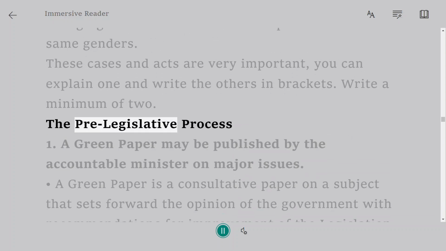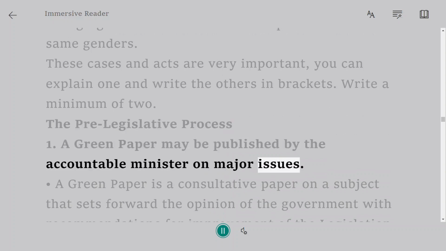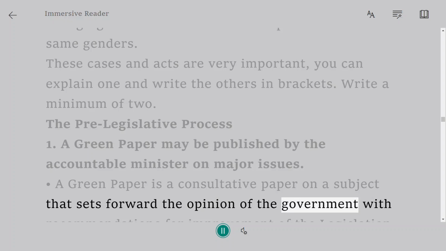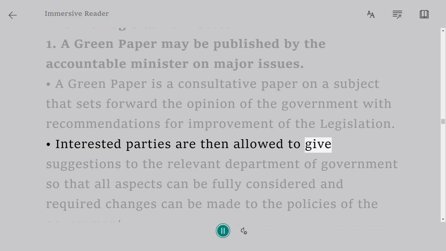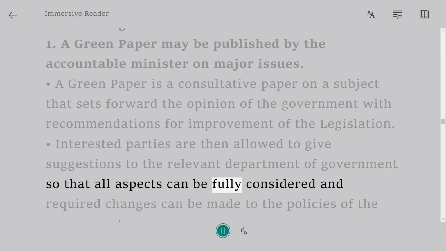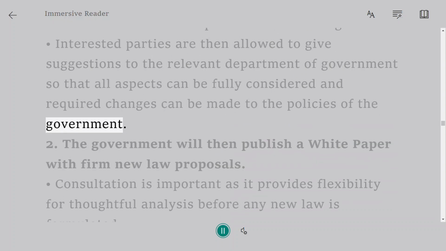The pre-legislative process. 1. A green paper may be published by the accountable minister on major issues. A green paper is a consultative paper on a subject that sets forward the opinion of the government with recommendations for improvement of the legislation. Interested parties are then allowed to give suggestions to the relevant department of government so that all aspects can be fully considered and required changes can be made to the policies of the government.